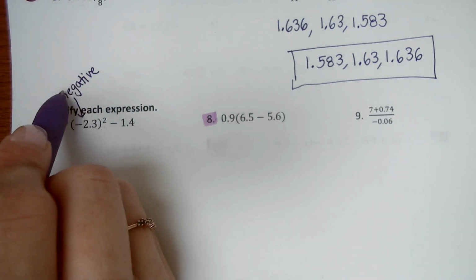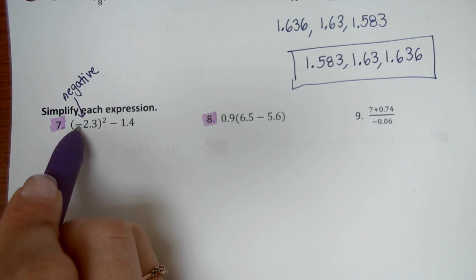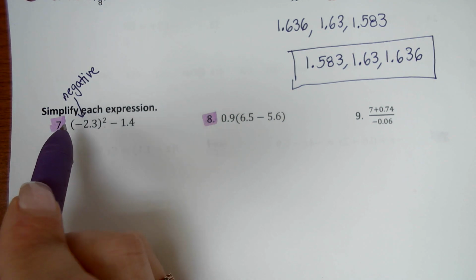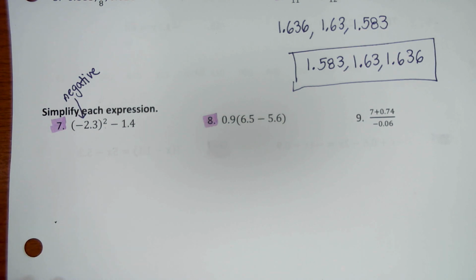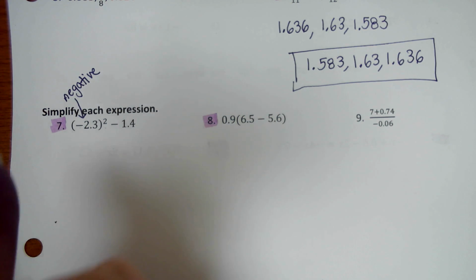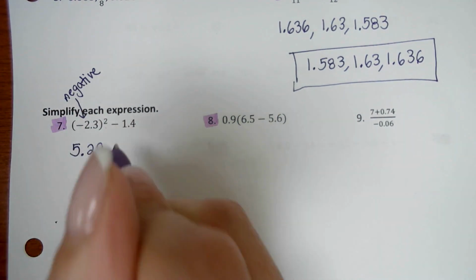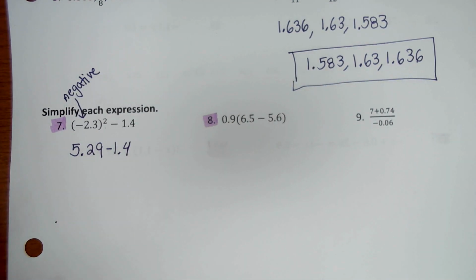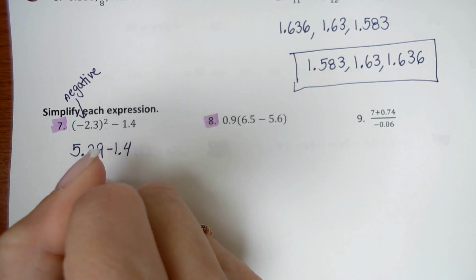So when we are working with a decimal that is being squared but has a negative sign inside the parentheses, that means our answer is technically a negative times a negative, which is a positive. So we would do 2.3 times 2.3, and we get positive 5.29 minus 1.4. Now let's do that subtraction, minus 1.4, and we get 3.89.